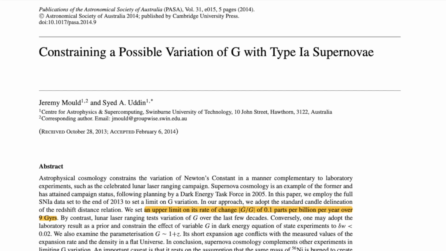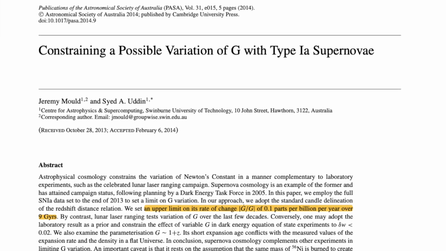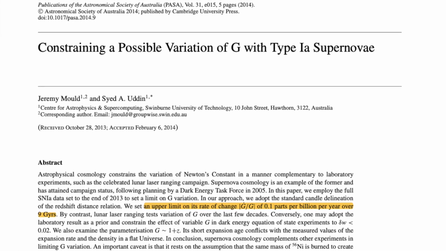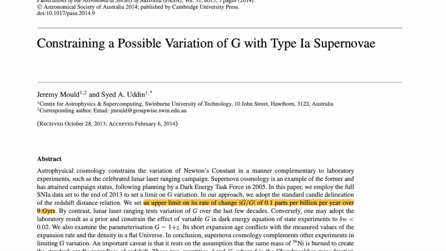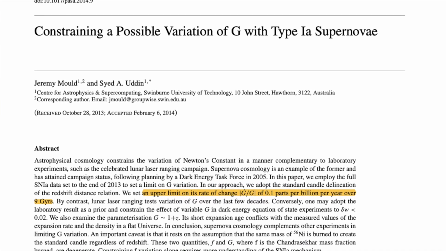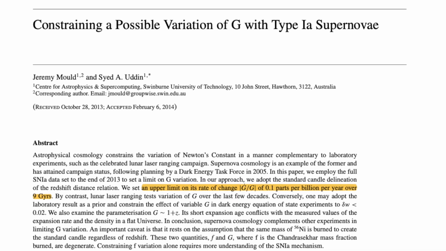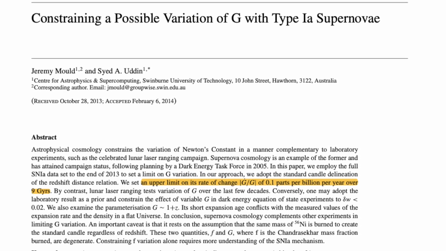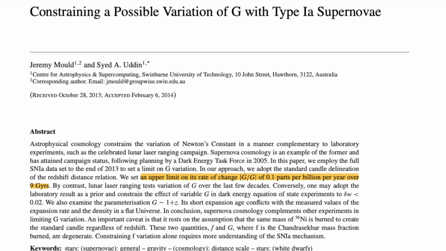This is what Mould and Uddin studied in 2014, whether the strength of gravity changed with time. And they found that the change in capital G was only 0.1 parts per billion per year over the 9 billion years they had data from distant supernova whose light took that long to travel to us. So it seems like the answer to question 1 is no. And it's not just this study that found it either. There's been lots of different studies that have tried to do this either with the moon, the solar system, or with pulsars, or with seismic activity on the sun.